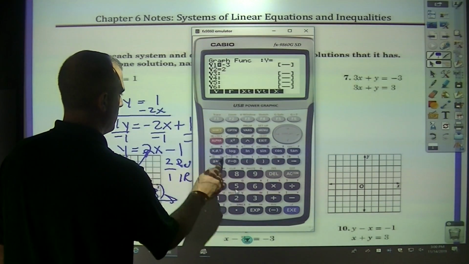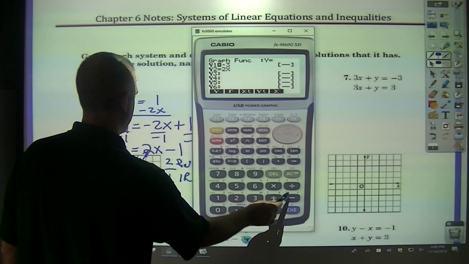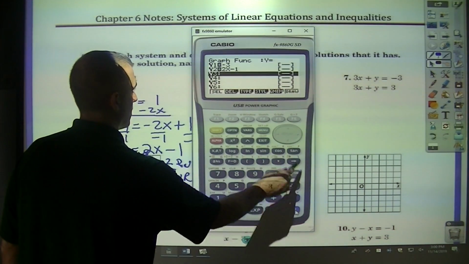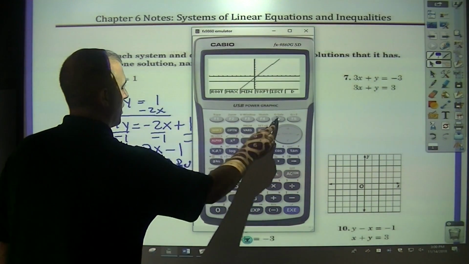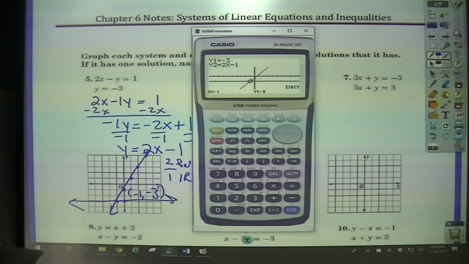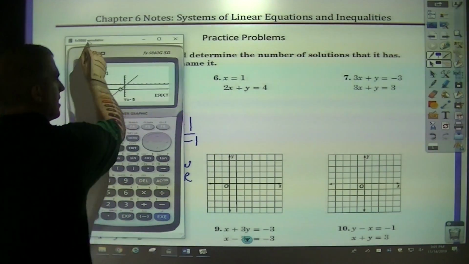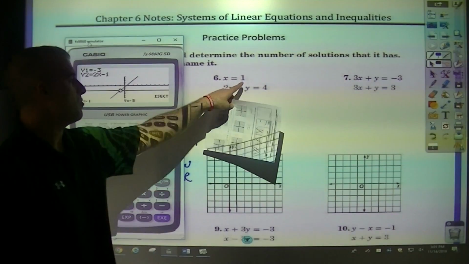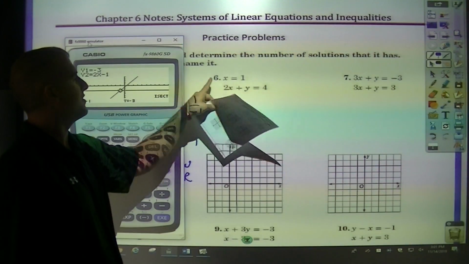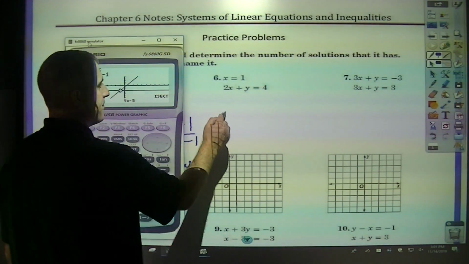Alpha, or 2, alpha x minus 1. I draw that. G solve intersect, and as you can see, that gives me my answer. Okay? Now, as you can see, this is x equals 1. I'm not going to be able to graph this in the calculator. I can only graph this by hand.